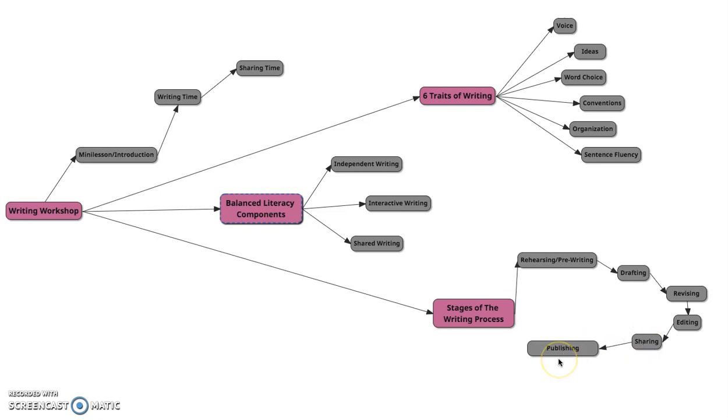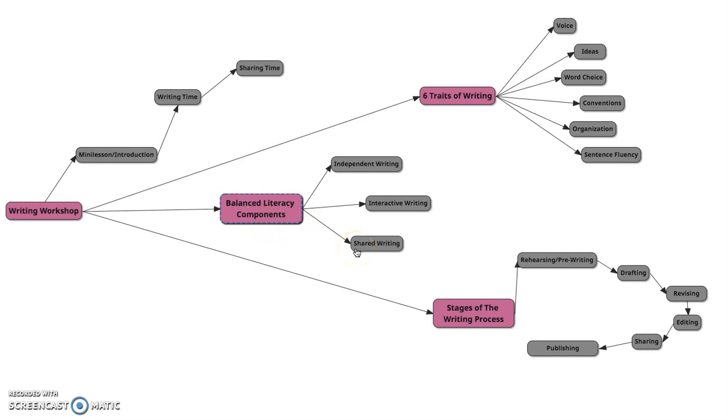And lastly is publishing. This is when everything is finally done. Students will get the opportunity to share their completed pieces. It gives writers the chance to show off what they've been working on. So during a writer's workshop, the class may take part in any of these components of balanced literacy. This is often related to the stage of writing the writers are on.